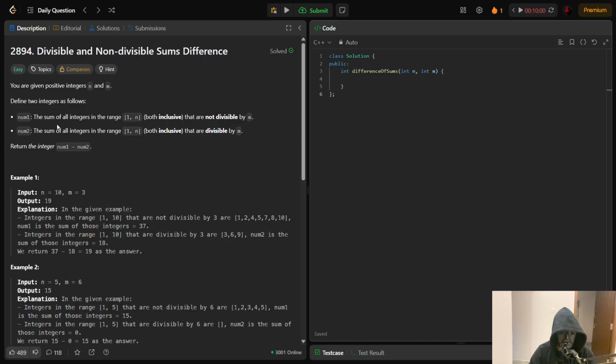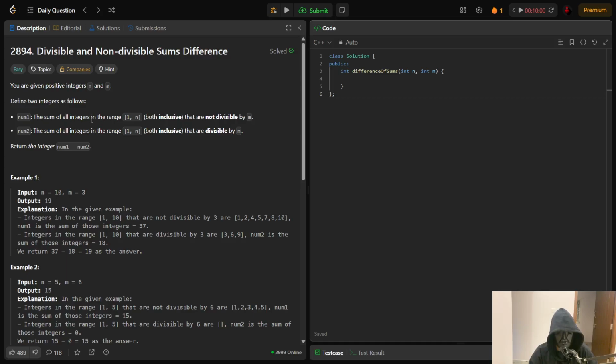They are saying you are given positive integers n and m. Define two integers as follows. We'll have to define two integers, num1 and num2. num1 is the sum of all integers in the range 1 to n, both inclusive, that are not divisible by m.